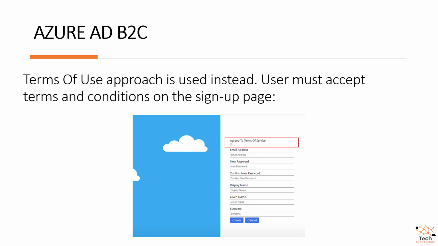Before accessing the application, we can display terms of service with the link to the PDF file, for instance, and the user has to agree to the terms of service, and then the user account is created. So that's the difference. That's another approach used in Azure Active Directory B2C.